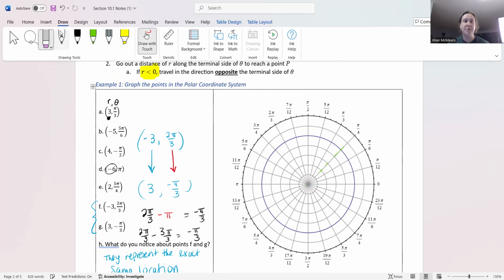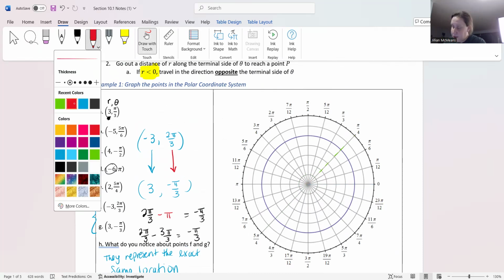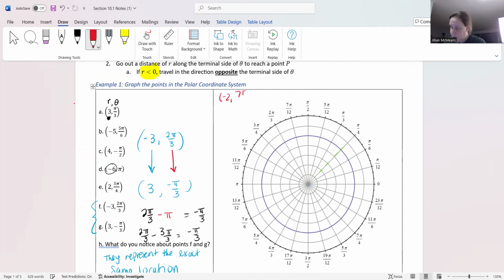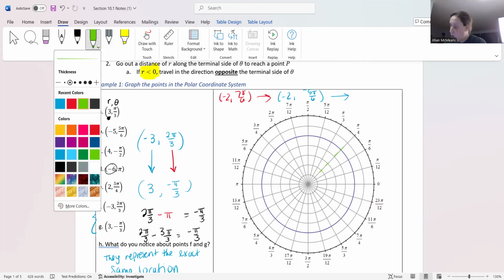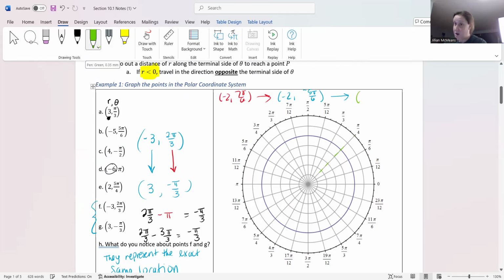Okay, so the points that we want to look at. We have the original point. We'll do it in red. Whoops, it was -2 comma 7 pi over 6. And then we'll do the next one in blue, which we said was going to be -2 comma -5 pi over 6. And then we'll do the last one in green, which we decided we're going to change R. So it's going to be +2 and then just pi over 6.